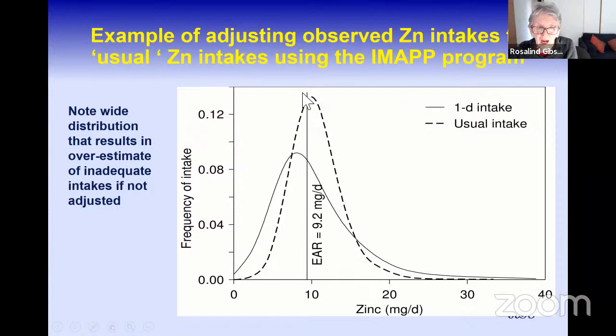This means that when we apply the EAR cut point approach to estimate the prevalence of inadequate intakes, we get a much lower prevalence of inadequate intakes using our usual intake distribution than using our observed intake distribution based on a single 24-hour recall. So in order to generate accurate estimates of the prevalence of inadequate intakes, you must include some repeats of your 24-hour recalls for each of your domains so that you can adjust the actual distribution to the usual intake distribution using a computer program such as MSM.